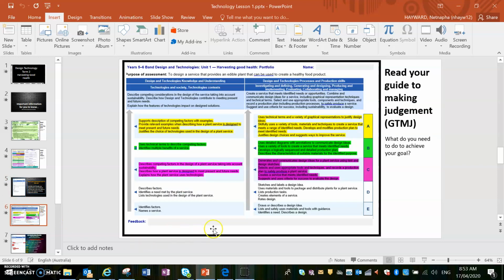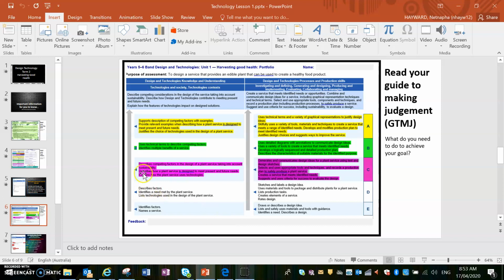The next one you're looking at now is a guide to making judgments. Now there's a lot of information on this page and it's really important for you to take your time to read it through. Literally, it's built on. For you to get a C, you have to do what is actually highlighted in pink. And getting a B is built onto that.